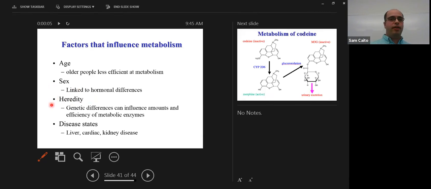And then there are also hereditary factors. Genetic differences can influence the amount and efficiency of the metabolic enzymes. We looked at this a little bit with the cytochrome P450s when we talked about the polymorphic nature, but many of the phase 2 enzymes also have polymorphisms, slight changes in their genetic sequence, which makes some people a little bit better, some people a little bit worse at metabolizing. And then there are also disease states. When you have liver disease, you have a lot of problems with xenobiotic metabolism because that's one of the major sites of both phase 1 and phase 2. But cardiac disease and kidney disease can also have major effects on metabolism.